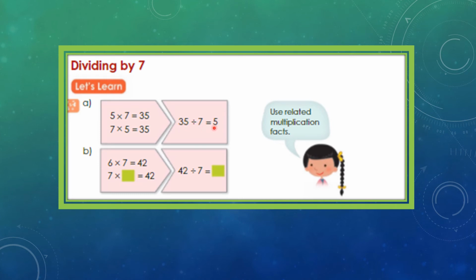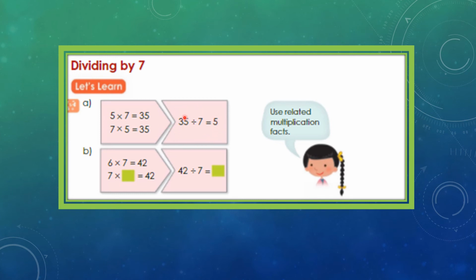And also, class, if we're going to make this division sentence into a multiplication sentence, you will just multiply the quotient and the divisor, and the answer will be your dividend. So 5 times 7 equals 35. Then if we're going to make this into a division sentence, you can do this one.